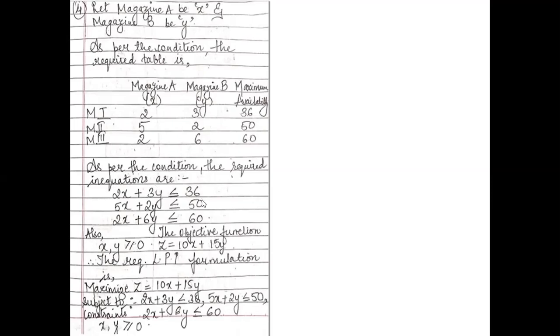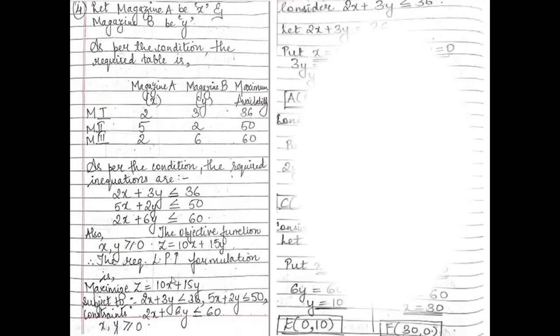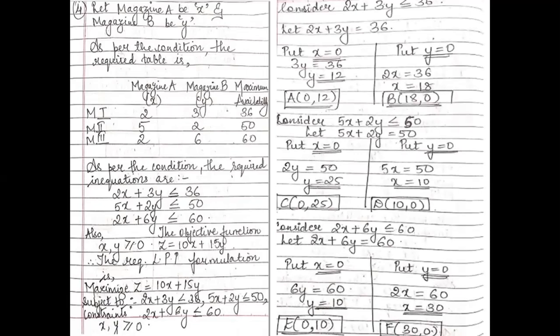So I framed the inequations, and after that you always have to write your non-negative constraint, that is x comma y greater or equal to 0. Then the objective function z is equal to 10x plus 15y. So in this way the LPP formulation can be written as you all can see. Maximize z is equal to 10x plus 15y, subject to constraints. There are three constraints over here, and this is your non-negative constraint. This was the formulation part.